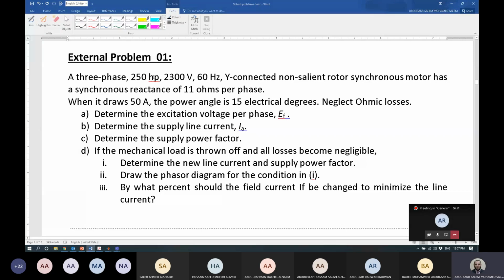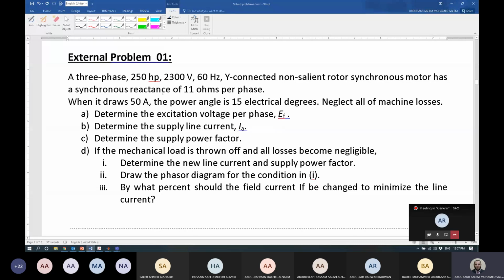So we have a three-phase, 250 horsepower, 2300 volt, 60 hertz, star-connected, non-salient rotor synchronous motor. It has a synchronous reactance of 11 ohms per phase. When it draws 50 amps, the power angle is 15 electrical degrees. Neglect ohmic losses and also rotational losses. So we say here, neglect all of the machine losses. Okay. Now, determine the excitation voltage per phase.